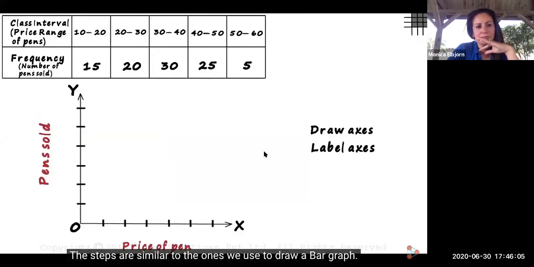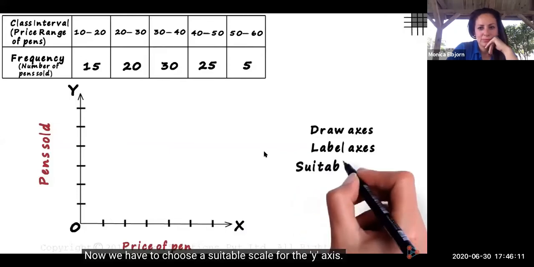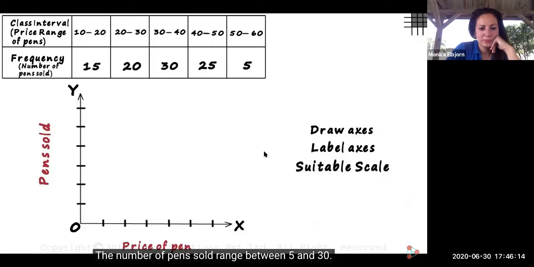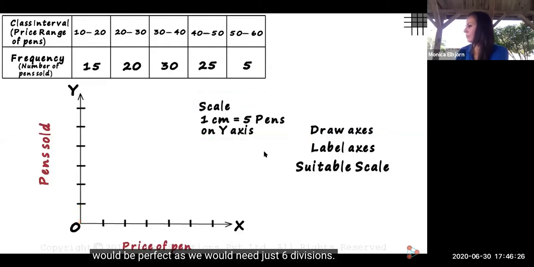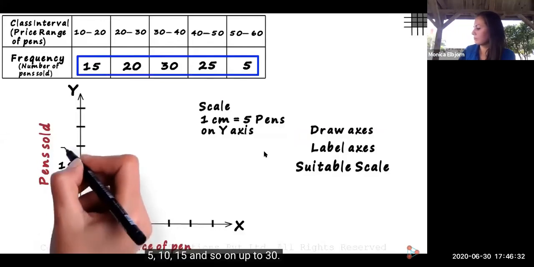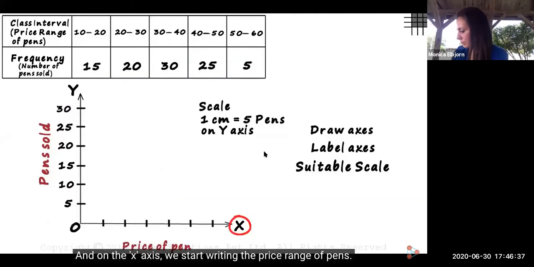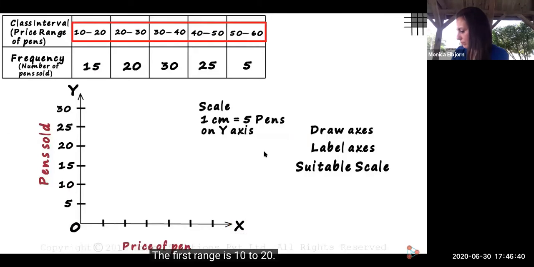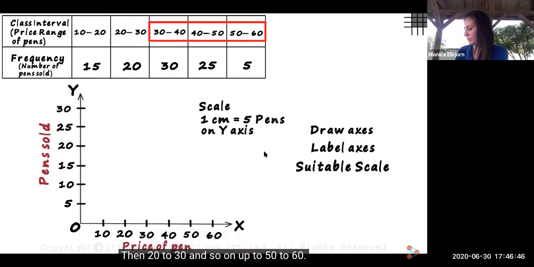The steps are similar to the ones we used to draw a bar graph. Now we have to choose a suitable scale for the y-axis. The number of pens sold range between 5 and 30. A scale of 1 centimeter equals 5 pens on the y-axis would be perfect, as we would need just 6 divisions. We start writing the values on the y-axis. 5, 10, 15, and so on up to 30. And on the x-axis, we start writing the price range of pens. The first range is 10 to 20, then 20 to 30, and so on up to 50 to 60.